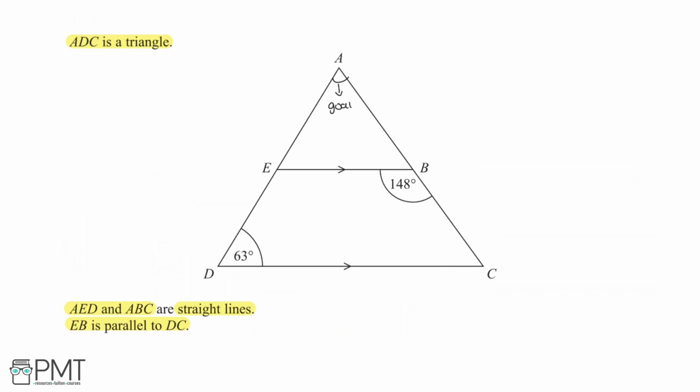The easiest way to do this is to work out angle AEB and angle ABE and use the rule of angle sum in a triangle to find EAB. So let's start by doing that. I'm first going to work out the size of angle AEB.